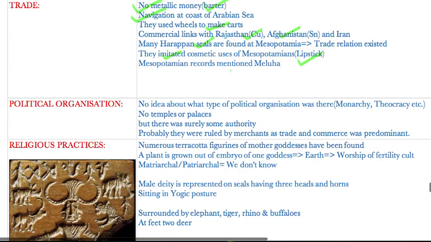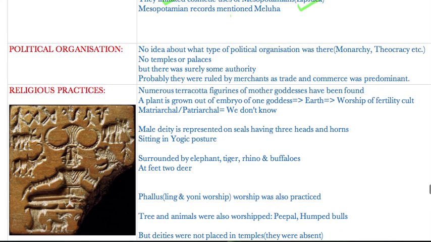Okay, then political organization. We don't have any idea what type of political organization there was, whether it was a monarchy or theocracy. We don't have any evidence of any palaces or temples, so we can't say. But there was surely some authority there, which can be seen from the uniformity in various things. So probably they were ruled by merchants and traders, as trade and commerce were predominant.